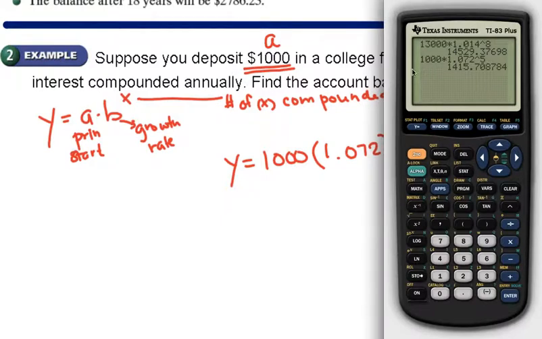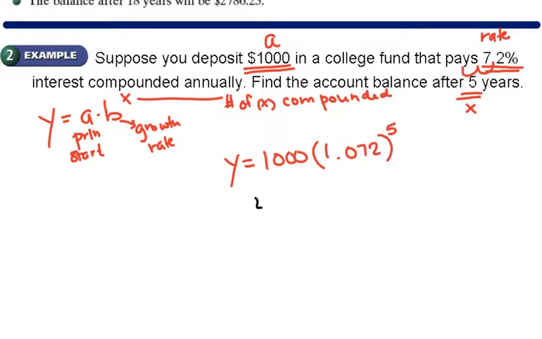We have 1,415.708. Well, this 8 tells me I need to round this up to the next number, and we're dealing with money, so we do want to go to the hundredths. So this would be $1,415.71. Without doing anything except putting your money in the bank, you have earned $415.71. How groovy is that? It's not a whole lot, but it's $415 more than you had before. All right, let's go ahead and go to example 3.